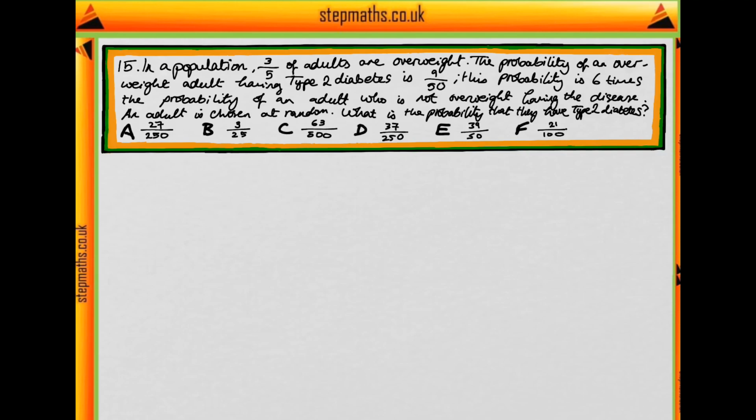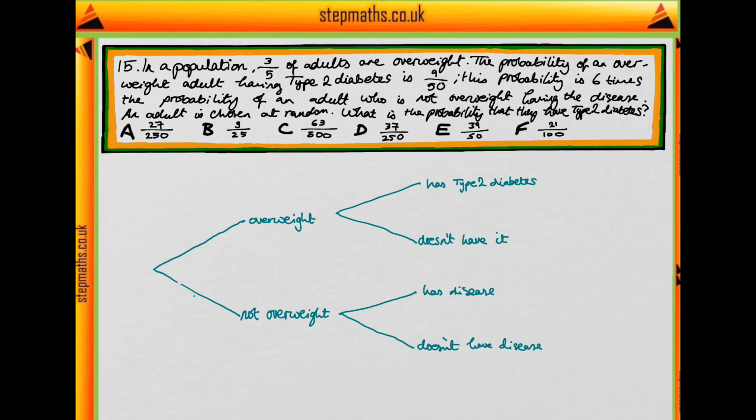This probability is 6 times the probability of an adult not overweight having type 2 diabetes. And we're going to choose an adult at random, and we want to know what is the probability that they have type 2 diabetes. Now, the easiest way to see what's going on is to draw out a tree diagram. So we have adults, and they're either overweight or not overweight. And we know that 3/5 are overweight, so we're going to put that on in a second.